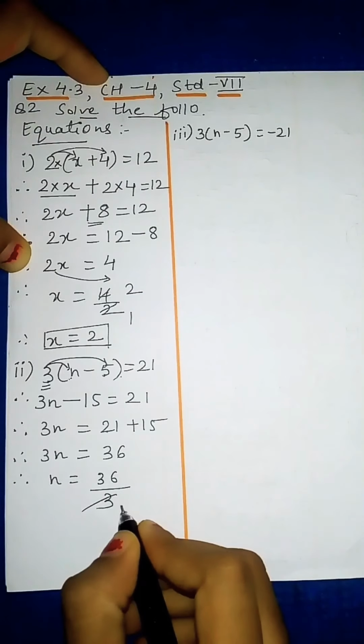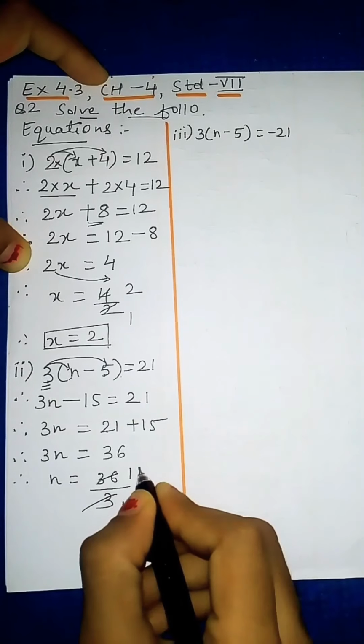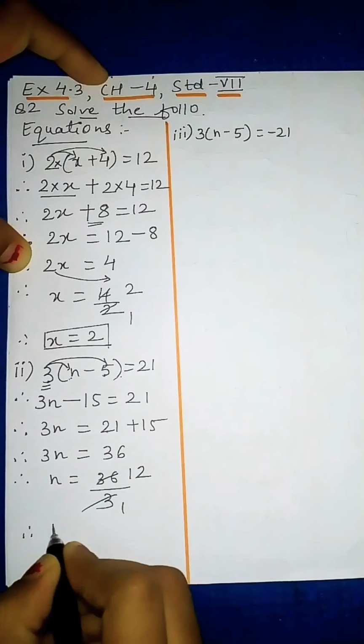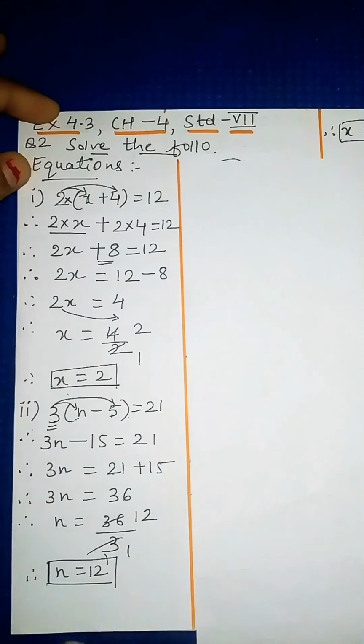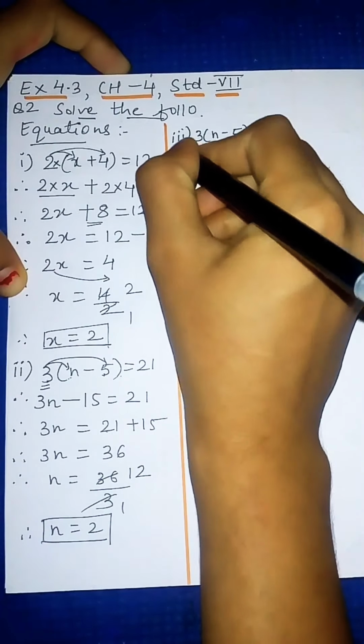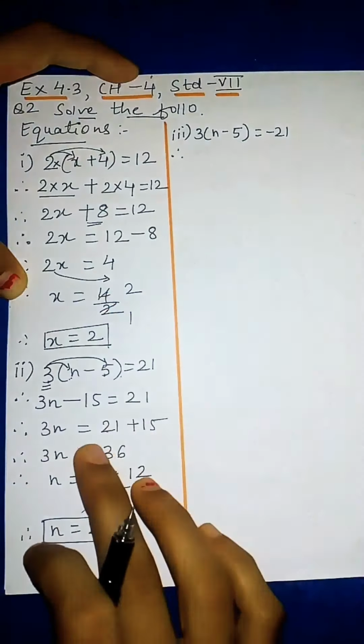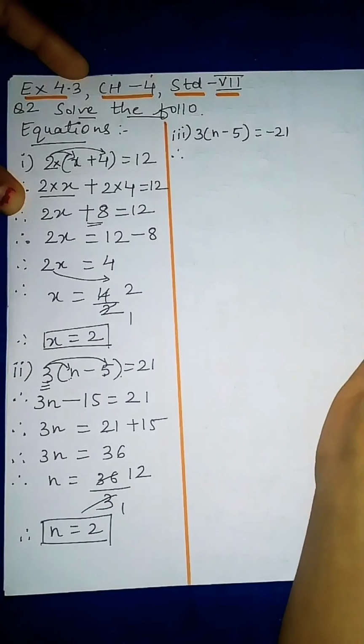So cancellation is possible, 3 ones are 3 and 3 twos are 6. So n equal to 12 is our answer of the second one. Now the third one is the same, but here minus 21 is given. The question is 3 into bracket n minus 5 and that is equal to minus 21.